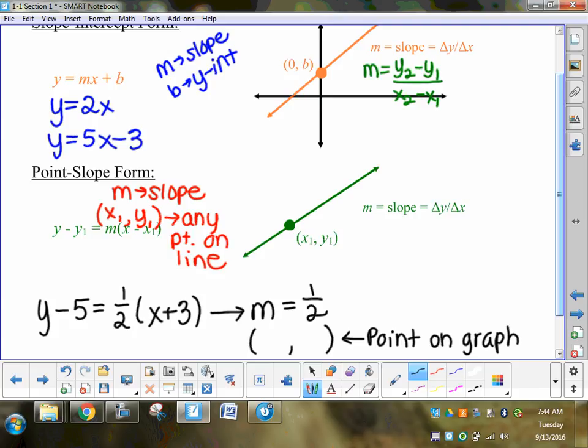Now, looking at that, who can tell me what point this graph goes through? It's going to be an ordered pair in x comma y. Look at the coordinates. What do you say? Go ahead. So we would say this goes through the point 5, -3. And the reason that this 3 here is positive is because it's minus the -3. Questions on that?